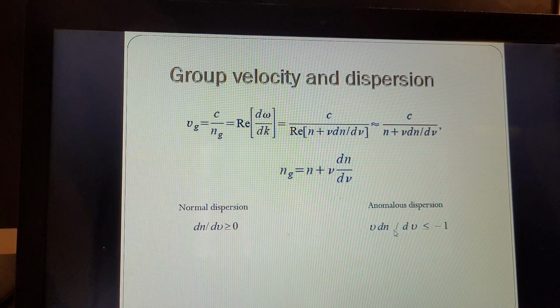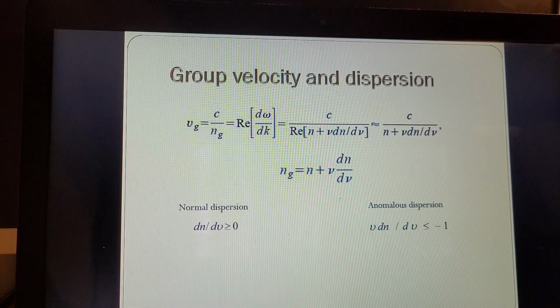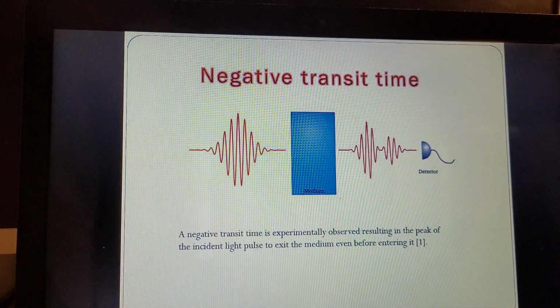Okay, so now we understand what normal dispersion means mathematically, and what anomalous dispersion means mathematically. Okay, so now I can talk about negative transit time. What does negative transit time mean?